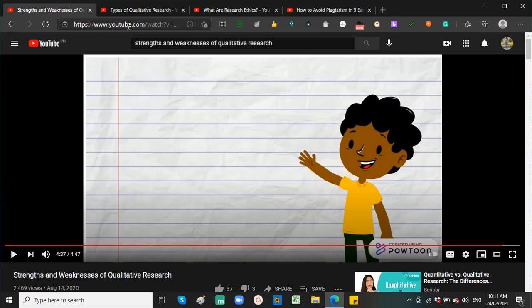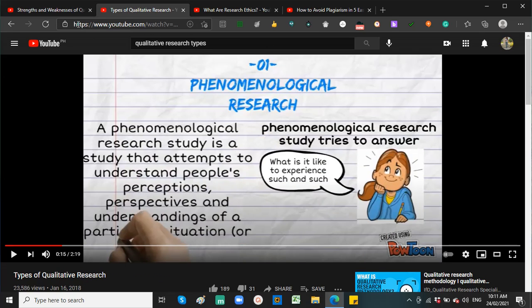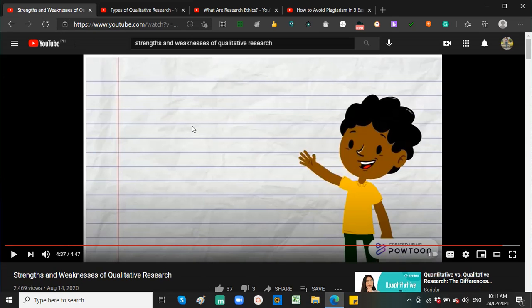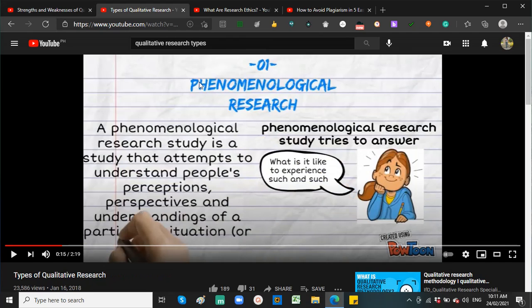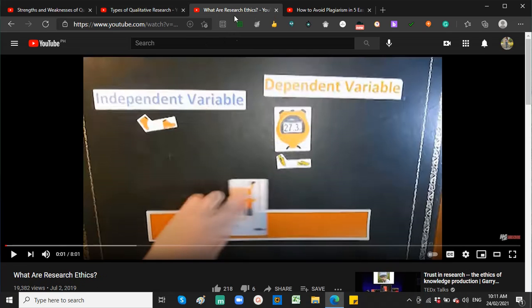Now by this point, we have understood the strengths and weaknesses of qualitative research, and we have understood phenomenology, and then there are other types of qualitative research, but we did not really discuss them further, so that we will not get confused. Let's just focus on understanding phenomenology, since this is the specific research design that we will be using for Practical Research 1. Now let's talk about ethics this time.